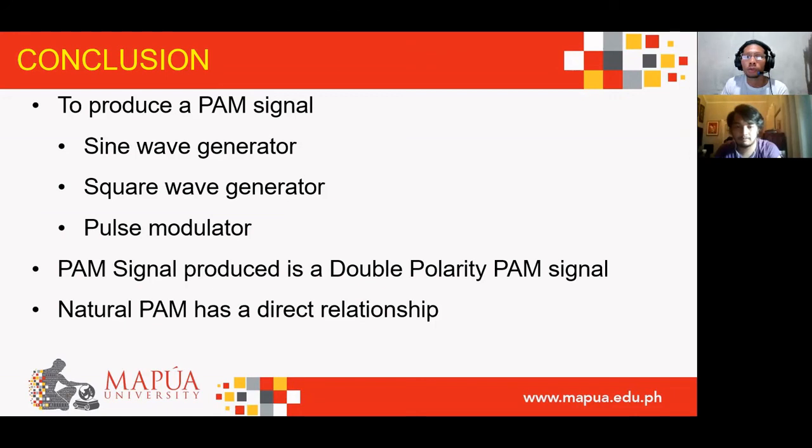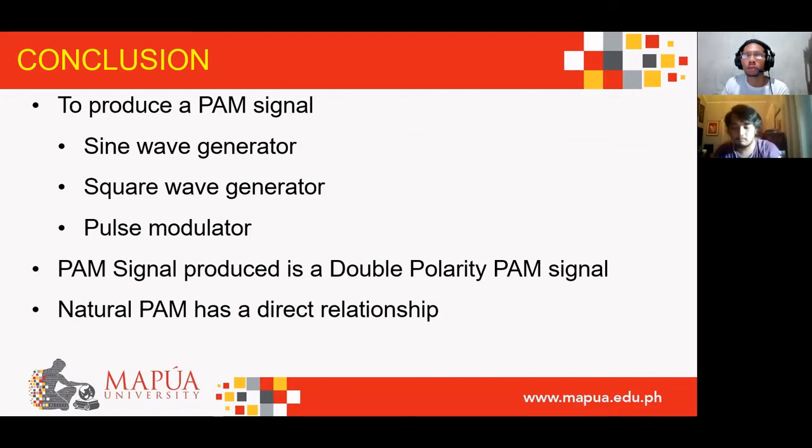And the PAM produced by the circuit used in this activity is double polarity PAM signal, because it employed pulses of positive and negative polarity, and the average value is equal to 0. In natural PAM, the amplitude of each pulse has a direct relationship to the modulating signal amplitude at the time of pulse occurrence. In PAM, the signal amplitude can be changed based on the modulating signal through multiplying the carrier signal with the modulating signal.